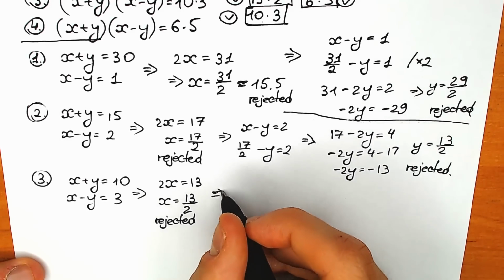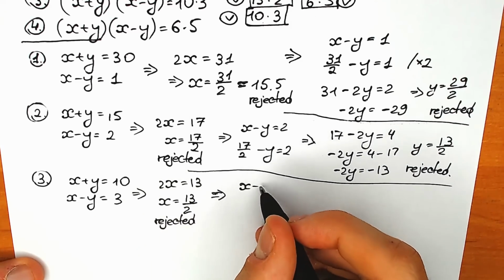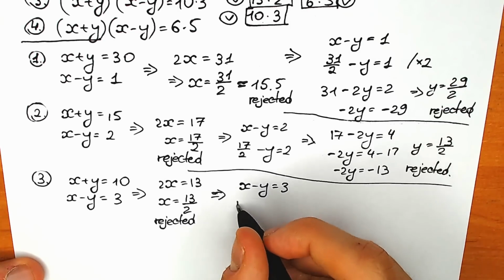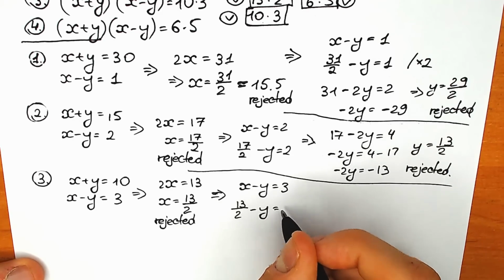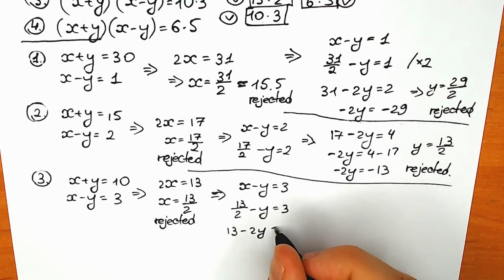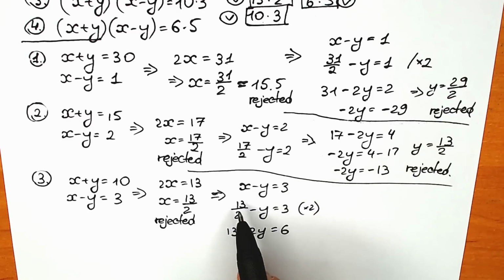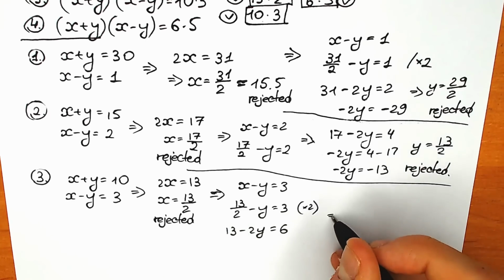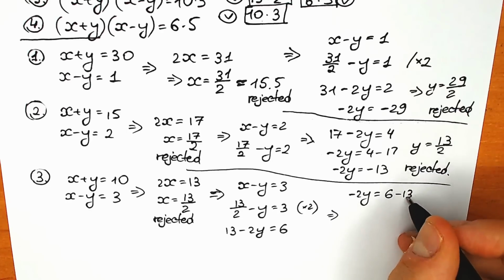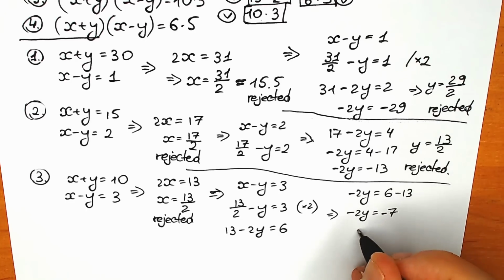From here, we have x minus y equal to 3. Let's separate this part. So as a result, what do we have? 13 over 2 minus y equal to 3. We have 13 minus 2y equal to 6. We multiply both sides by 2, because we have a denominator, we can easily cancel it with these 2. And from here, what do we have? Minus 2y equal to 6 minus 13. From here, minus 2y equal to minus 7, and y equal to 7 over 2.